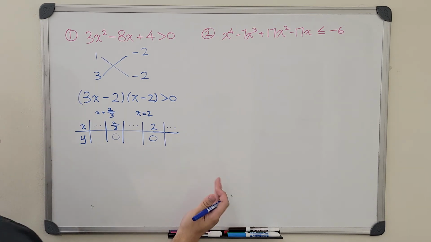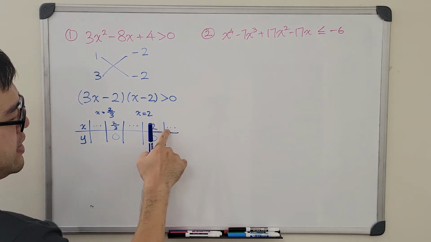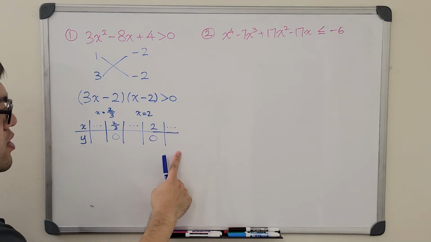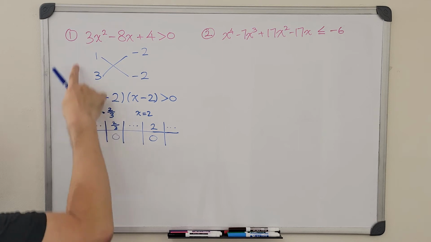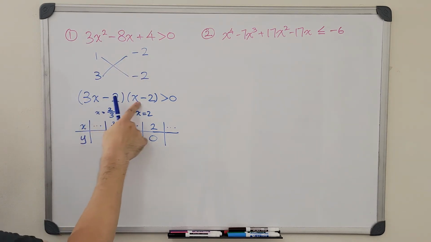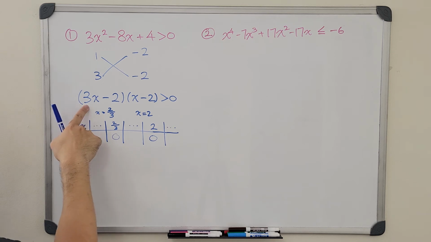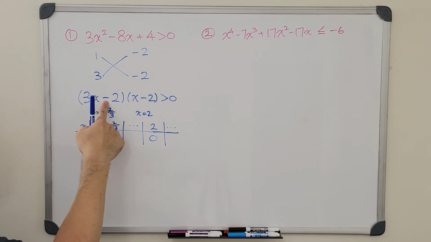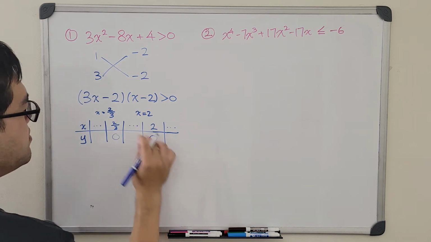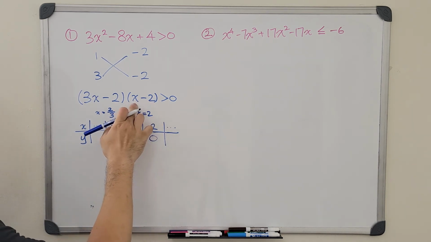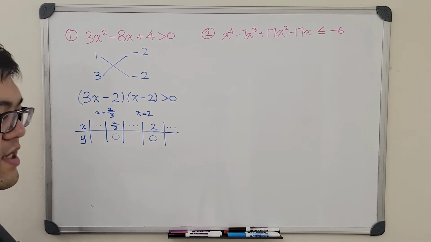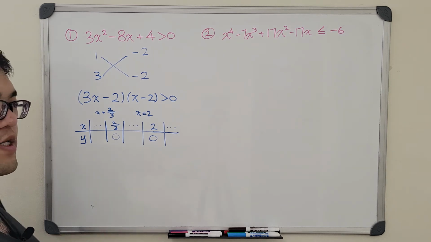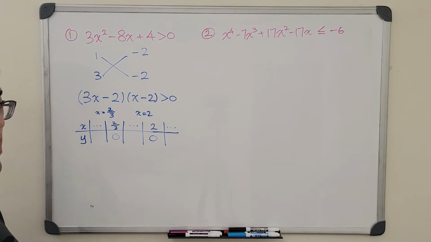What do I mean? For example, let's say I'm going to pick some value in the far right part, let's say 10. Then I'm going to substitute the 10 into our expression up here, so that we have 3 times 10, which is 30, minus 2, giving us 28, times the second factor, which is 10 minus 2, that is equal to 8. So we have 28 times 8. What is that? Doesn't matter. All I care is whether it is positive or negative. But clearly it's positive because we have a positive times another positive.